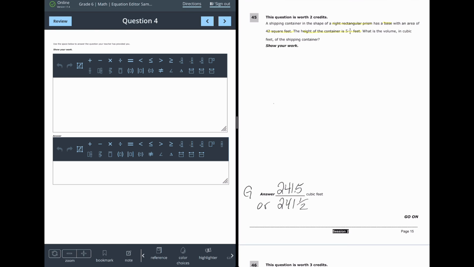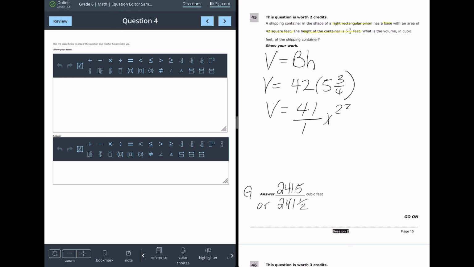What is the volume? So we're going to type in volume is equal to capital B times height. So capital B is 42 times 5 3/4. I'm going to change both of these. And this is, again, choice. Would you rather keep these as fractions and do this? Or would you rather change your fraction to a decimal? They're both going to give you the same answer.